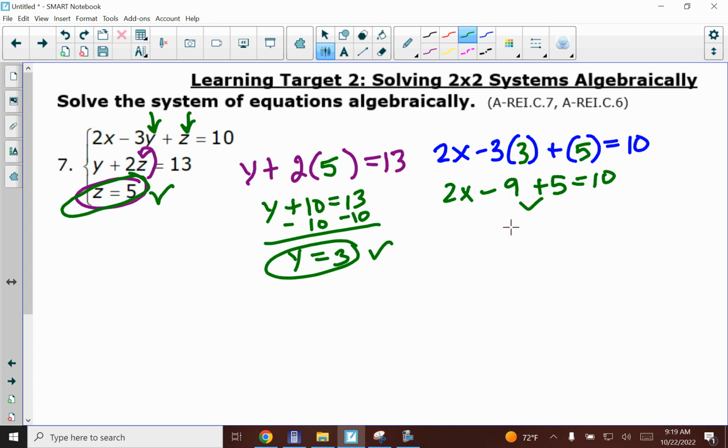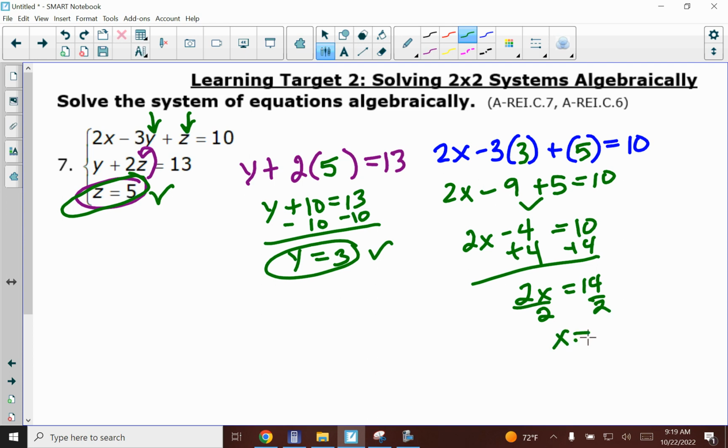Negative 9 plus 5 combines to negative 4. And then we have to add 4 to both sides. And we get 2x equals 14. So then we just divide by 2. And then we have x equals 7.